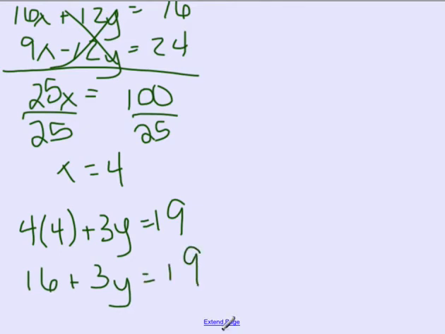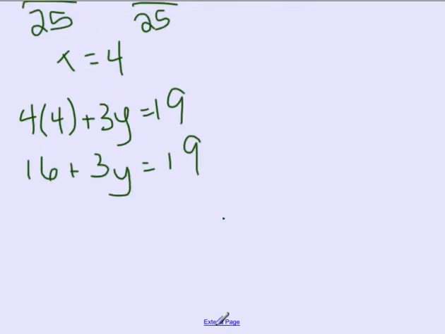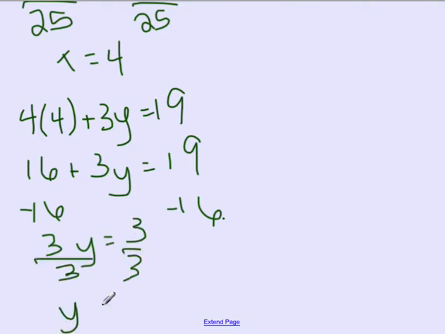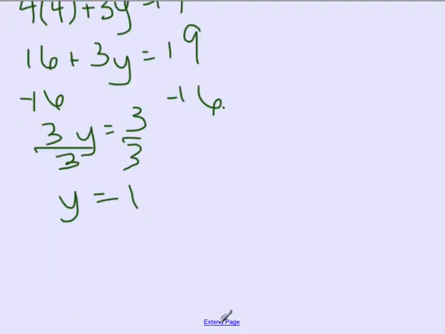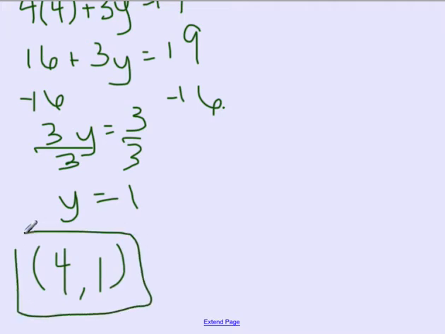So then I can subtract 16 from 19. So I'm going to subtract 16, and then I get that 3y is equal to 3. Divide both sides by 3, and I get that y is equal to 1. So then x is equal to 4, y is equal to 1. Write it out as a coordinate point. First your x, and then your y.